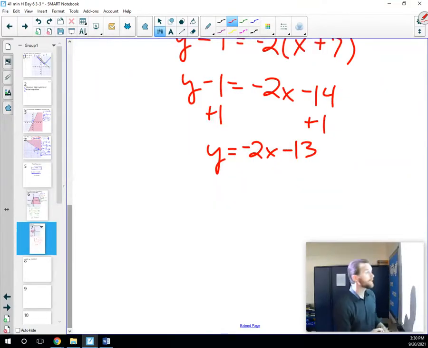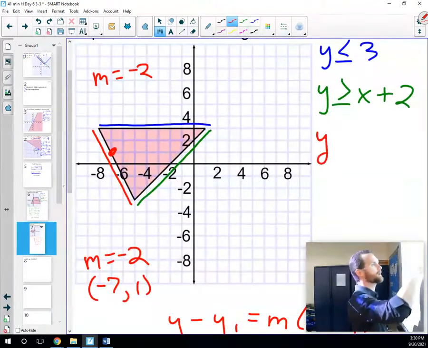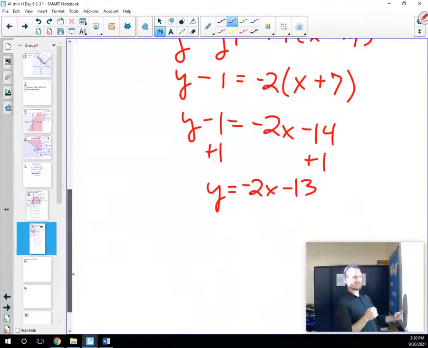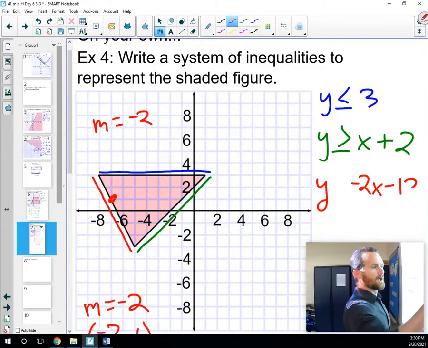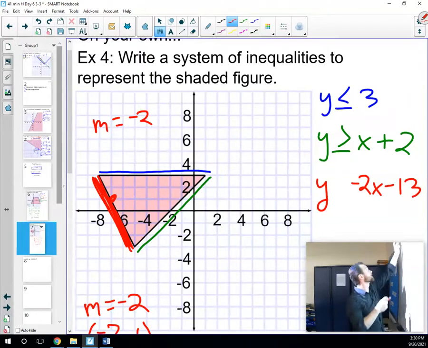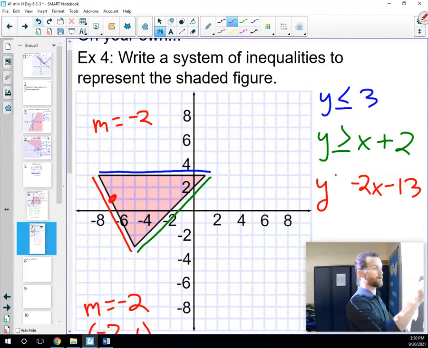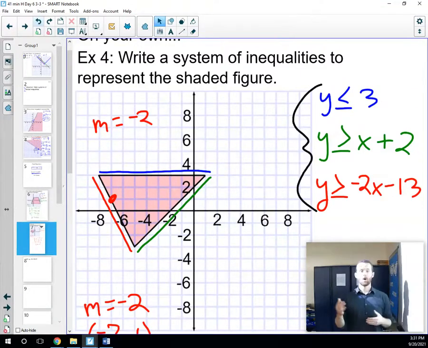I'm going to take that and drag it up and turn that into an inequality. So I'm going to put y and then -2x minus 13. And let's see. The red, we imagine this was a roof. If that was a roof, the shading would be above the roof. So it's greater than or equal to, because it's still a solid line. And we are finished. Hopefully that made sense.